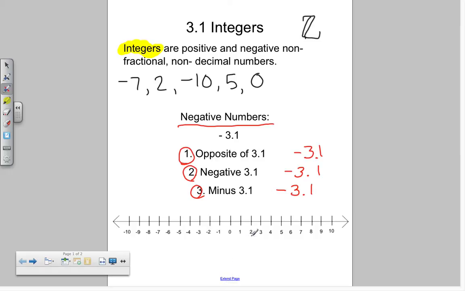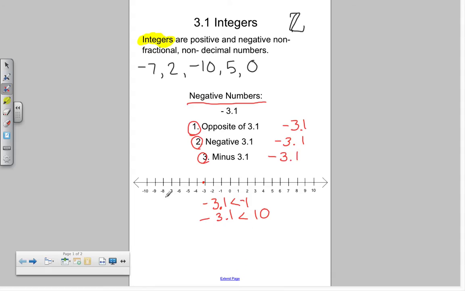So -3.1 on a number line falls in between -3 and -4. Remember that -4 is actually smaller than -3. -3.1 is actually smaller than -3, and it would be roughly here on the number line. So -3.1 is smaller than -1. -3.1 is smaller than 10. And if anything gets confusing in this chapter, use a number line.